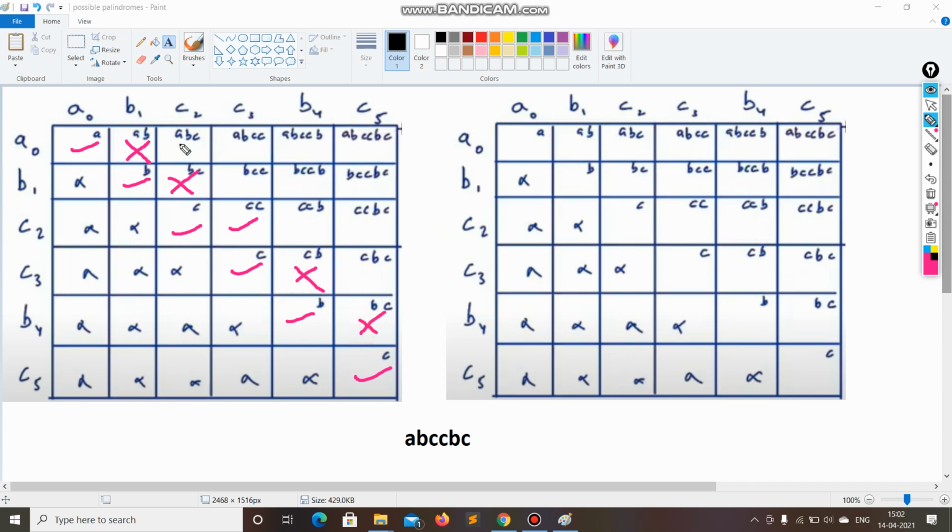Now check ABC. First check the extremes, A and C. Are A and C equal? No, so it is not a palindrome. BCC: is B equal to C? No, check extremes, it is not a palindrome. CCB: is C equal to B? No, it is not a palindrome. CBC: is C equal to C? Yes, it is a palindrome.